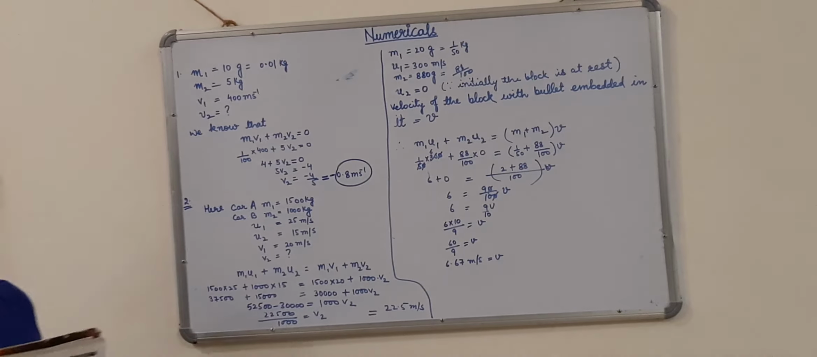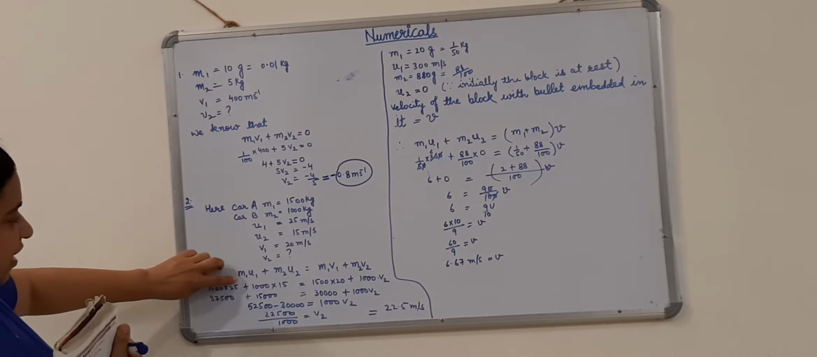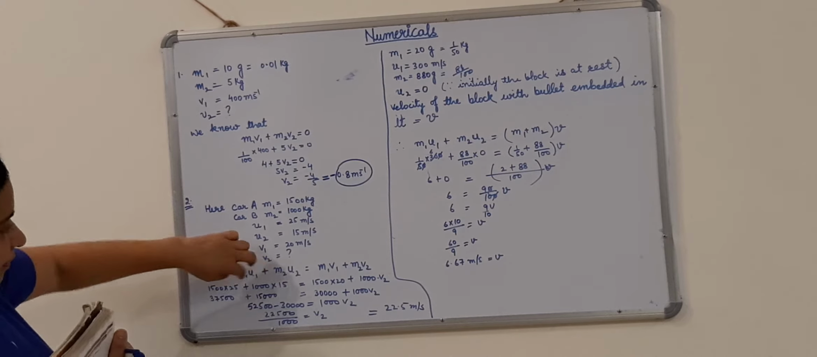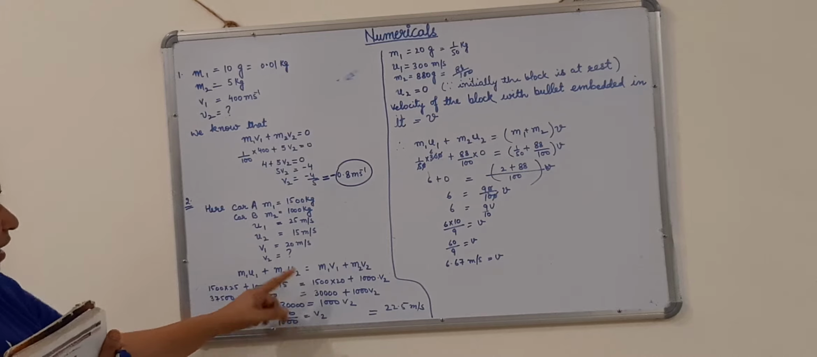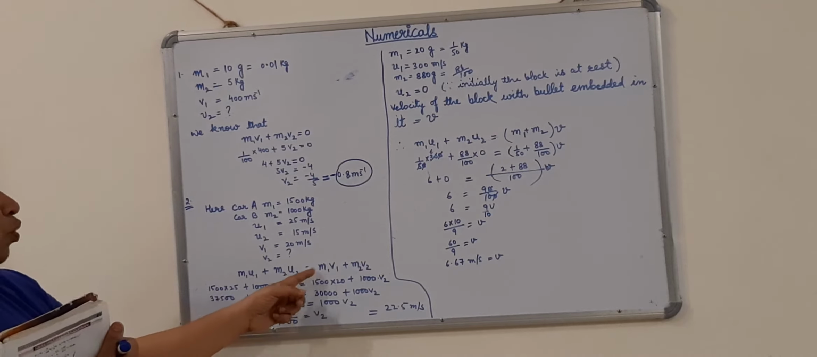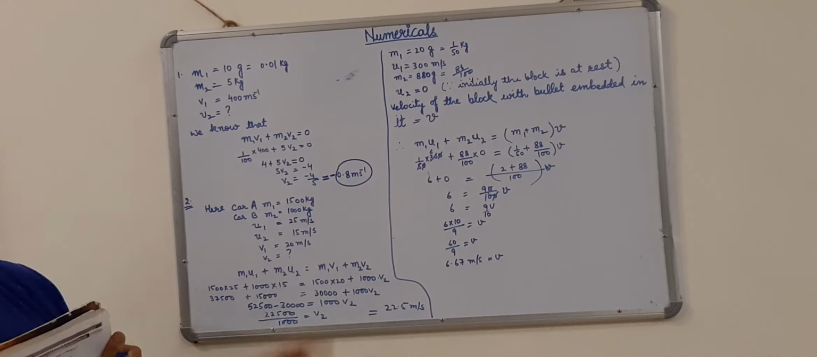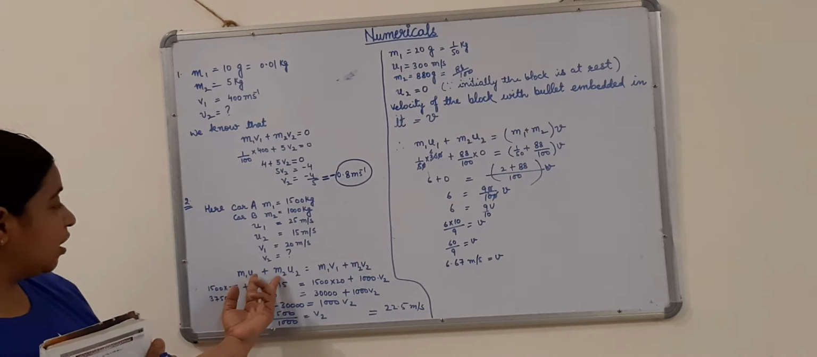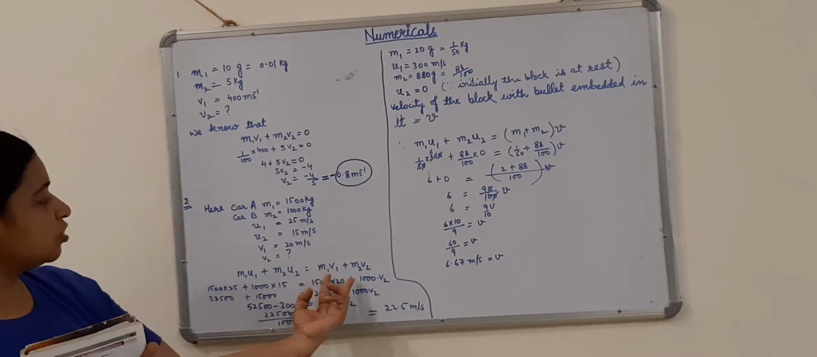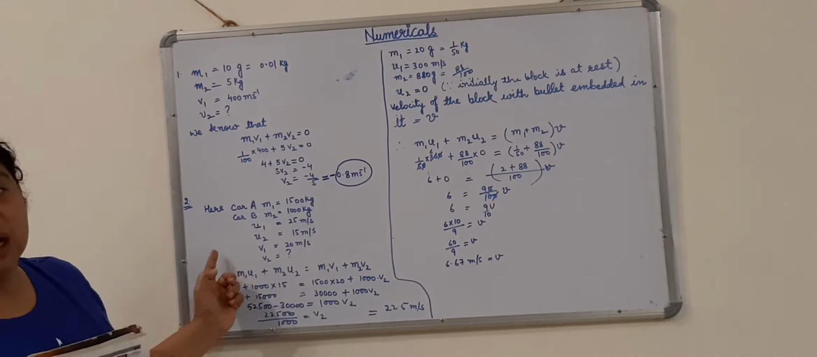So apply law of conservation of momentum. Remember this formula always: m1 into u1, that is the initial momentum of car A, plus m2 into u2, that is the initial momentum of car B, is equal to m1 into v1, that is the final momentum of car A, plus m2 into v2, that is the final momentum of car B. So this is only the law of conservation of momentum. The sum of momenta of two objects before collision is equal to the sum of momenta of two objects after collision. So this is the formula I have written here.